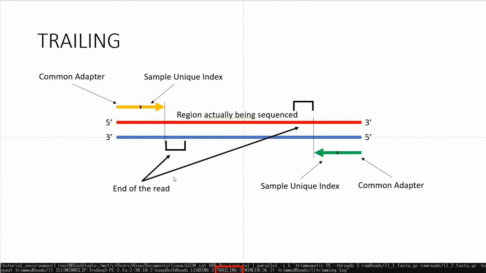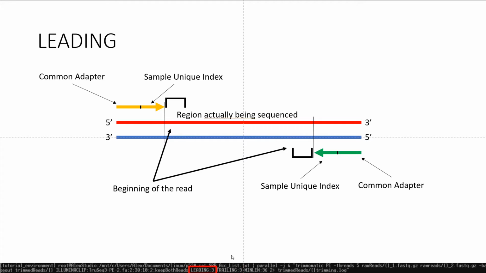It's going to figure out whether or not this quality is below, and here we specified 3 for our quality. If it's below 3, it removes those base calls or those base pairs, which is pretty straightforward.